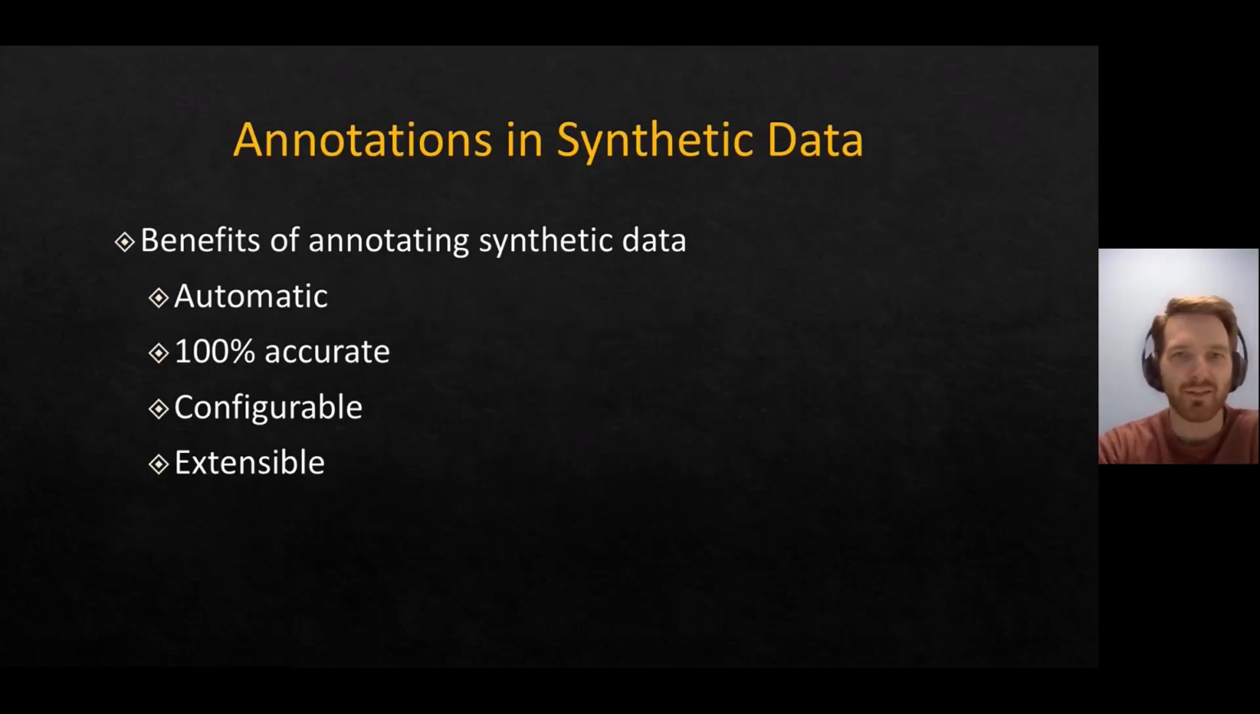So one of the major benefits of using synthetic data is that annotation is automatic. You don't need to pay a group of humans to actually go in and label your data. More so, it's 100% accurate. So you're not going to have to deal with some of the quality issues that come with human labeled data, and that becomes more important when you're working with very complex sensor types and things that maybe are not recognizable to a human labeler.